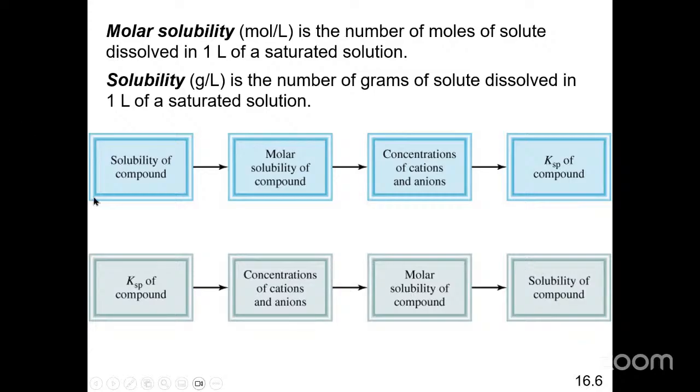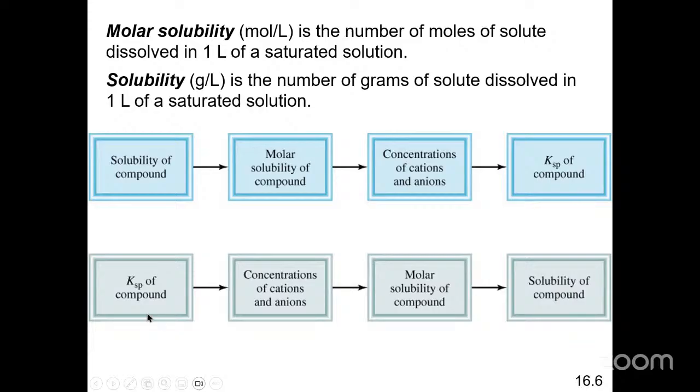So to get from the solubility to the molar solubility, you're going to need a molar mass. So you have to divide that number by the molar mass of the compound. And then based on the stoichiometry of the dissociation, you can determine the concentrations of each ion present, and then you can plug those into the KSP expression to get the KSP of the compound.